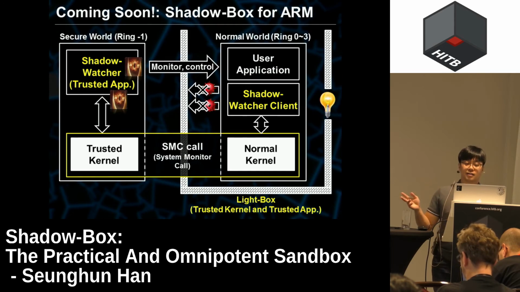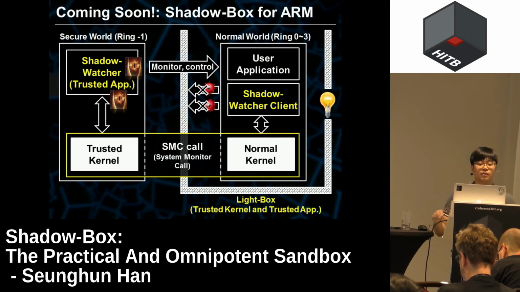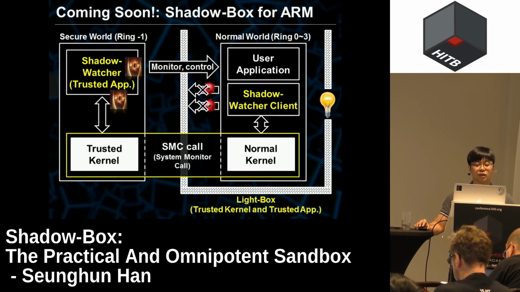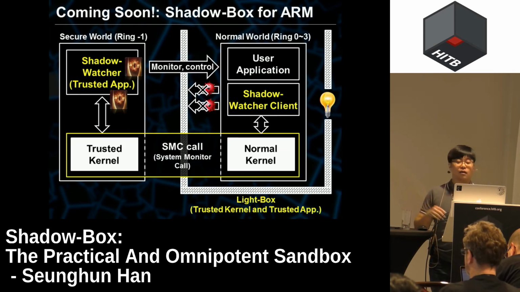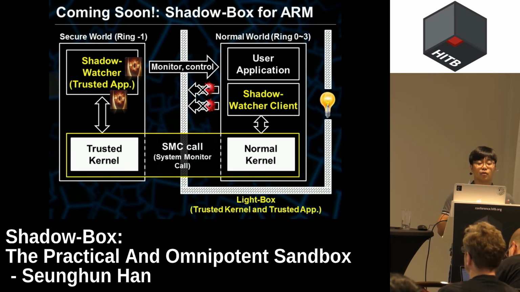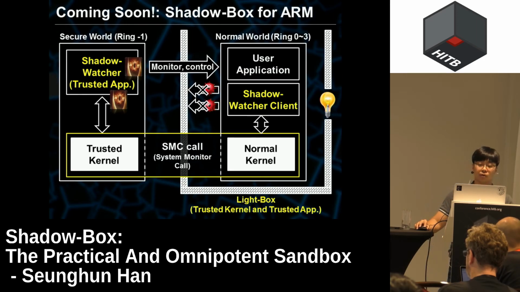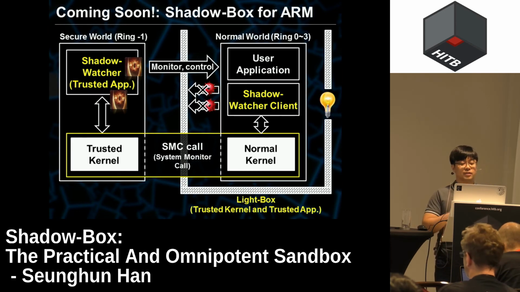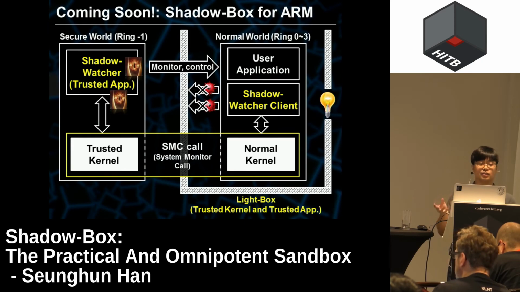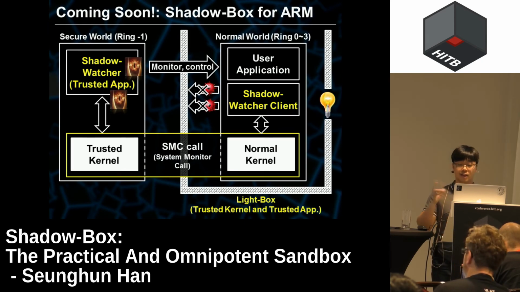The LightBox consists of a trusted kernel and trusted application, and ShadowWatcher consists of a trusted application and a normal world application. The right part, the ShadowWatcher client over there, collaborates with the LightBox and ShadowWatcher application in the secure world through the SMC core. The SMC core is the core part of ARM TrustZone. I hope to present Shadowbox version 2 on the ARM platform at the next security conference, and then the detailed information and full source code of Shadowbox will be opened.